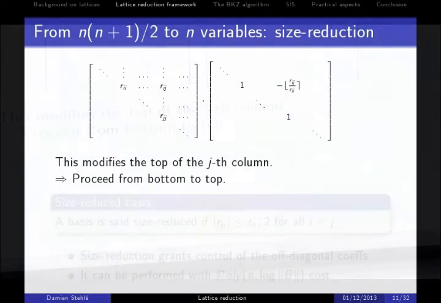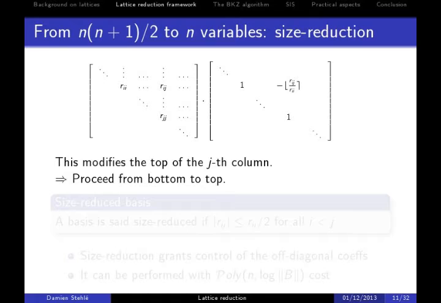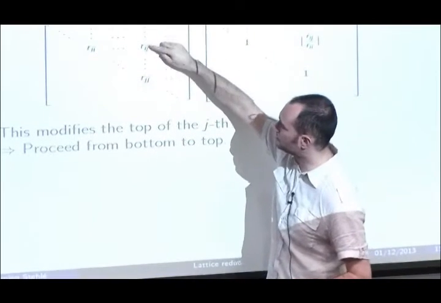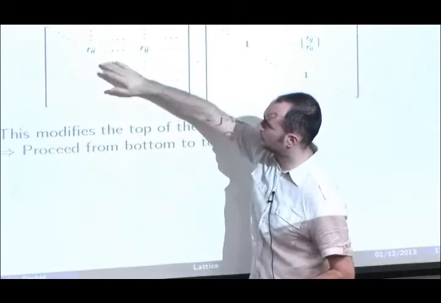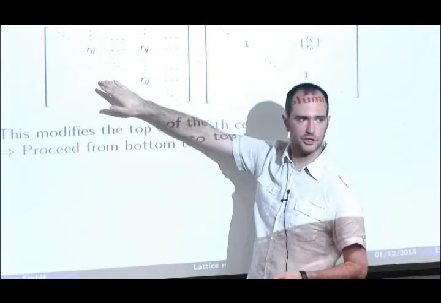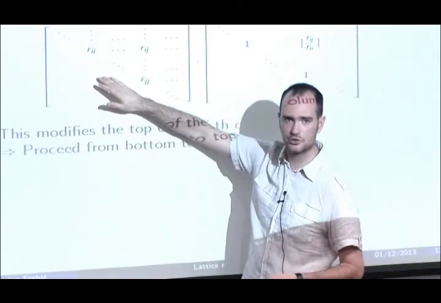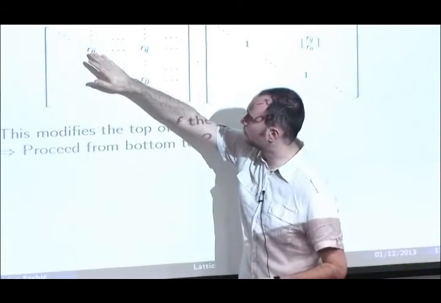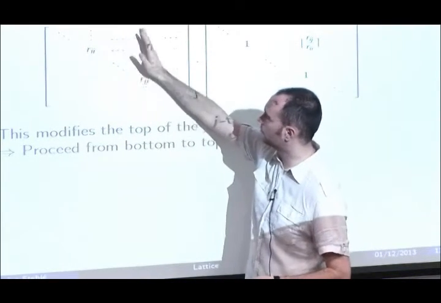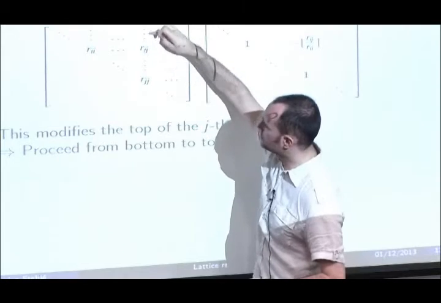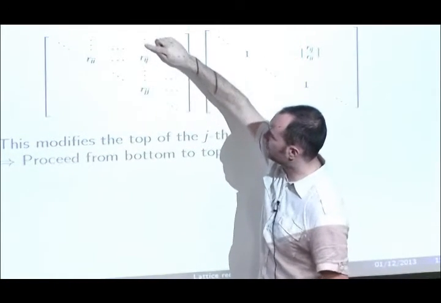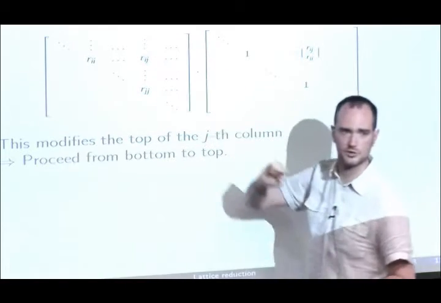Okay, so what we should observe is that when you do this column minus a multiple of this one, it doesn't change all coefficients of this column. It changes only the top coefficients, because this is 0. So that's where we use the fact that R is upper triangular. It's very important here that R is upper triangular, because when we subtract a multiple of this one to this column, it kills only these coefficients. So we've made these ones smaller, but we may have made these ones a bit larger.